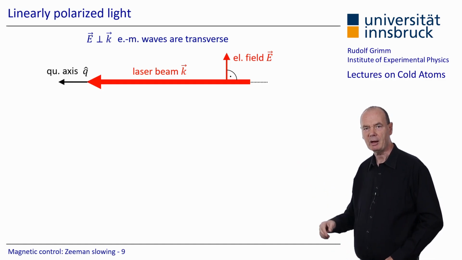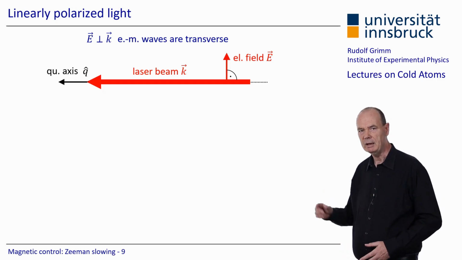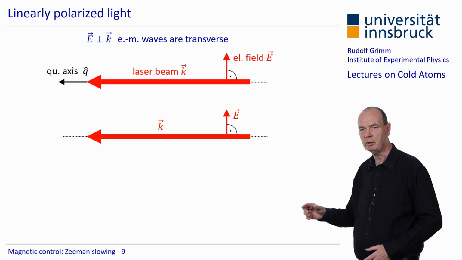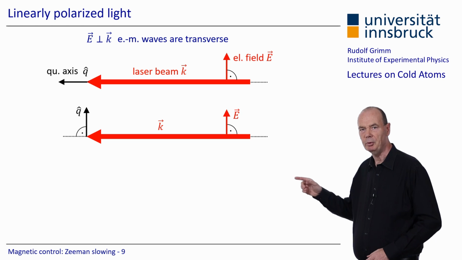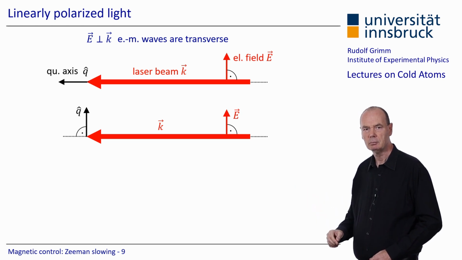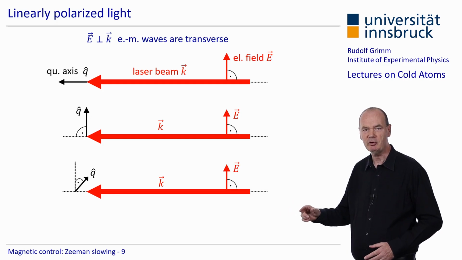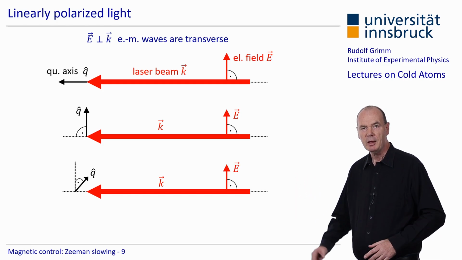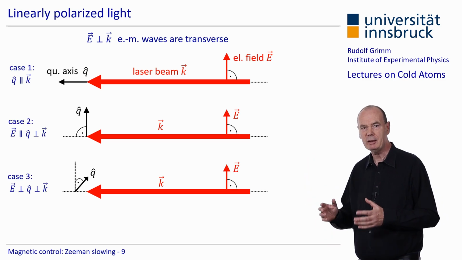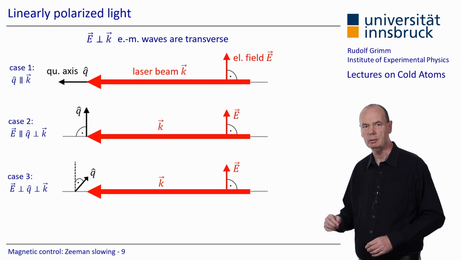Here, the quantization axis is oriented along the laser beam axis. And here is the same configuration, but with the quantization axis parallel to the electric field and perpendicular to the beam axis. And here again the same configuration, but with the quantization axis perpendicular to the electric field and also perpendicular to the beam axis. 3 different ways to look at one and the same configuration. I call them cases 1, 2 and 3.